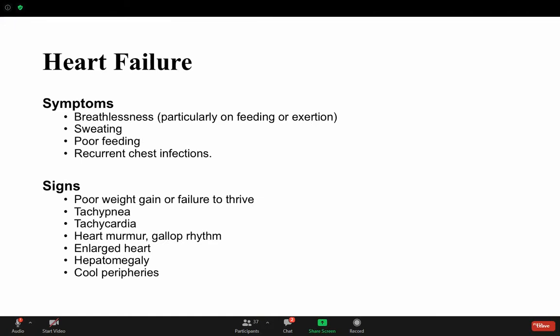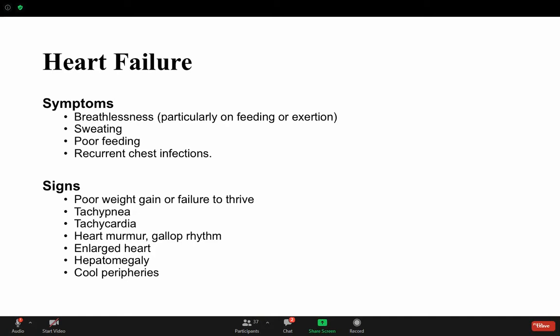Other presentations, as we said, could be a heart failure. What are the symptoms of heart failure for children? Breathlessness. Like when someone does exercise and loses their breath easily, the same thing happens with children, particularly on feeding. If they are infants, feeding is like an exercise.